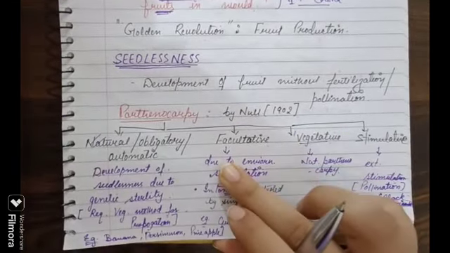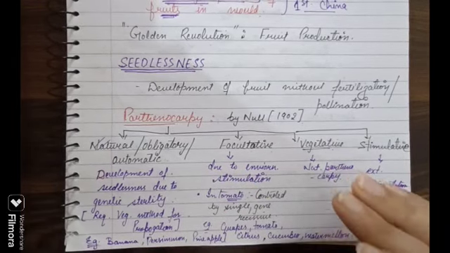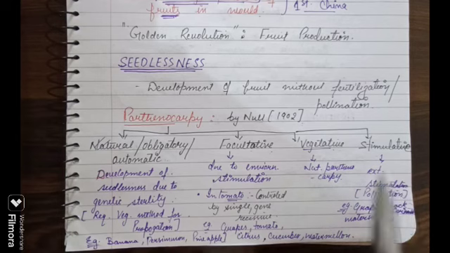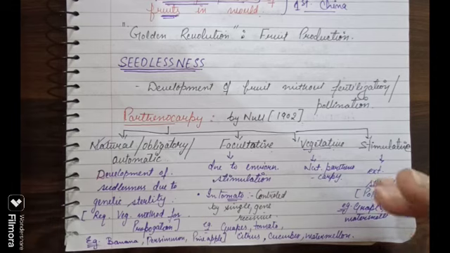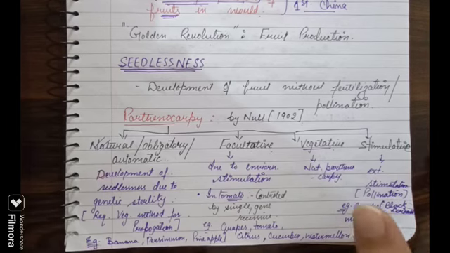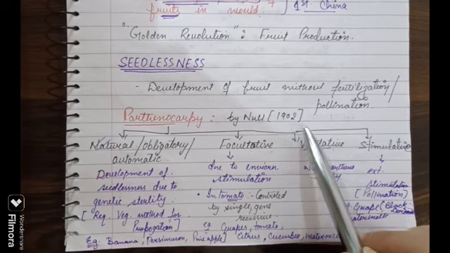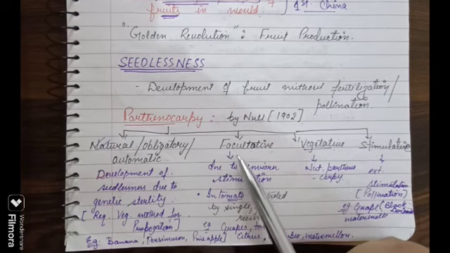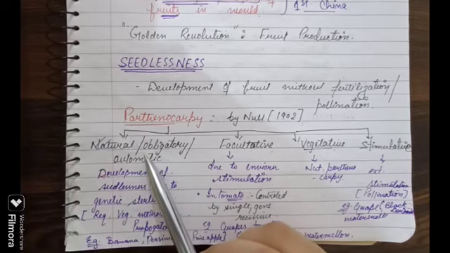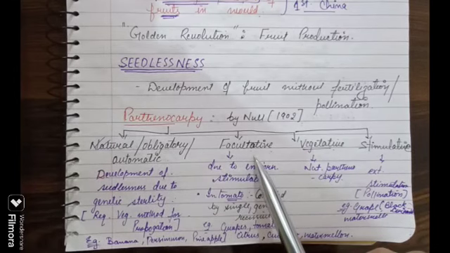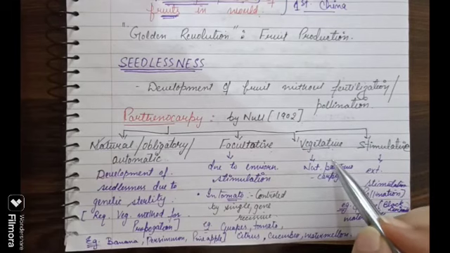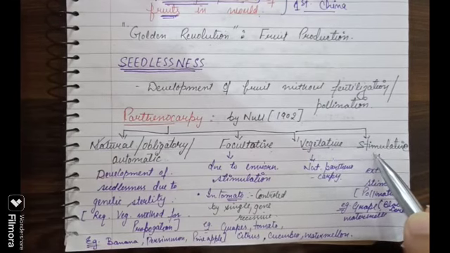Now we'll learn about a very important concept of seedlessness. What is it? It is development of fruit without pollination or fertilization. Whenever a fruit develops without fertilization and pollination, it is known as seedlessness. The term parthenocarpy was introduced by Noll in 1902. There are four kinds of parthenocarpy: natural parthenocarpy, second is facultative parthenocarpy, third is vegetative parthenocarpy, and fourth is stimulative parthenocarpy.